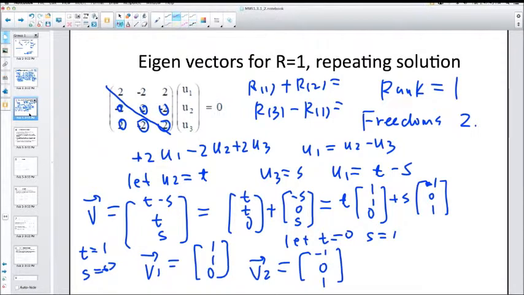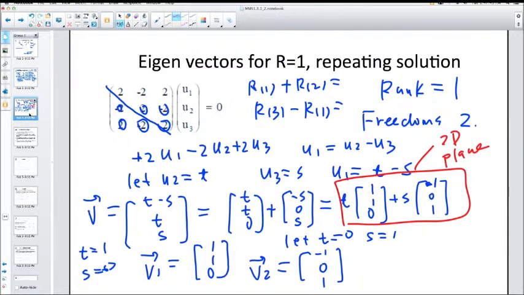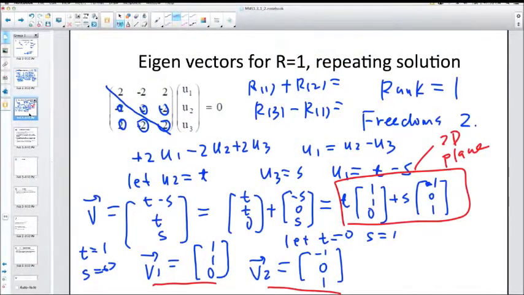From the previous lesson, we understand this is a 2D plane. In a 2D plane, you can select infinitely many different vectors to make it a plane. I only need to select 2. The bottom line is the 2 cannot be parallel. If they're not parallel, we call it linearly independent. They're going to combine with t and s to make the whole plane. So this time, we got 2 linearly independent eigenvectors, v1 and v2, associated with the same eigenvalue r equal -1.